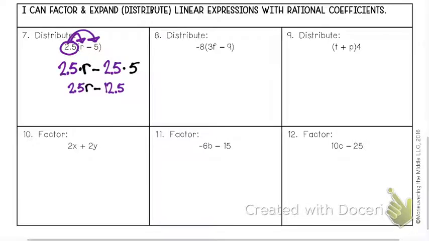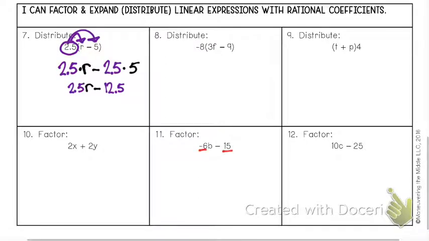Now the opposite of distribution is factoring. So distribution puts everything back together. Factoring takes it apart. So we're going to go from this answer back to the very beginning one here. But I'm going to go ahead and try it on number 11. To do that, I need to know 2 things.